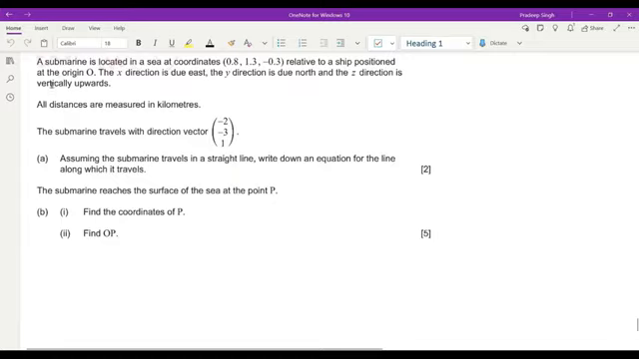In this question, there is a submarine which is located at these given coordinates relative to a ship positioned at the origin. And the directions are mentioned vis-a-vis the axis. X is due east, Y is north, Z is vertically upwards. All distances are in kilometers, and the direction vector of the submarine is given. We have to find the equation for the line along which it travels.